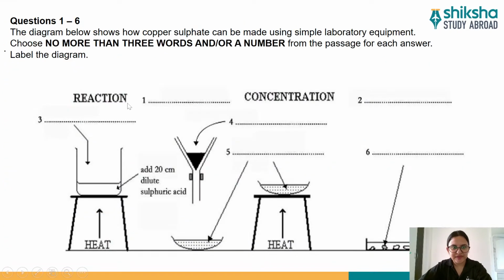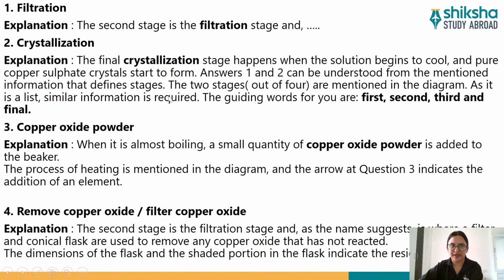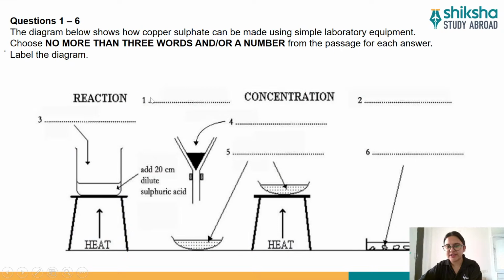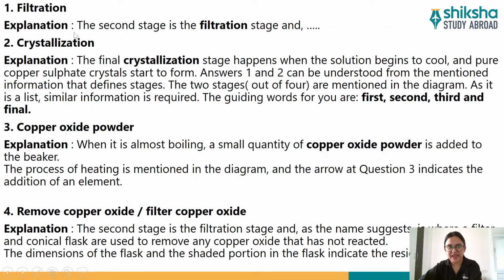So first you can see here "reaction", and then there is a blank. So we know that something is related to this word. Now let's see what the word in the first blank is. It's filtration. And how did we find that? Explanation: the second stage is the filtration stage. This is how we got to know that the first blank will be filtration. And this sentence has been taken from the passage: the second stage is the filtration stage.